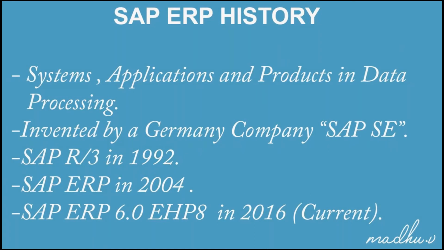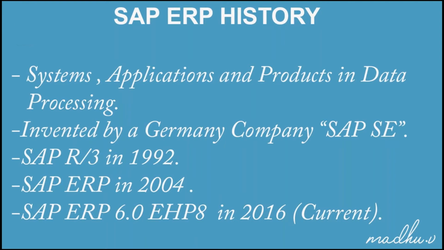This is the SAP ERP history. SAP stands for Systems, Applications, and Products in Data Processing. It was invented by the German company SAP SE in 1992, and the name was SAP R3 in 1992, but later it was changed to SAP ERP in 2004. And here ERP stands for Enterprise Resource Planning.